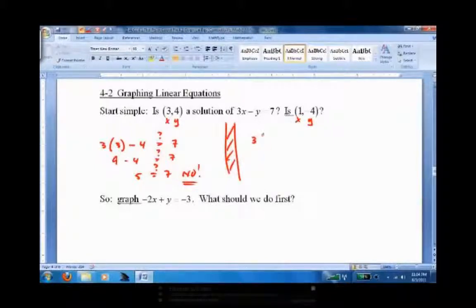2 times 1 minus negative 4. Does that equal 7? When I get a negative negative, I turn them both into pluses. When you see a plus plus, you know I've had a negative negative. 3 plus 4, does that equal 7? Does 7 equal 7? Yes. So this solution works for that equation.